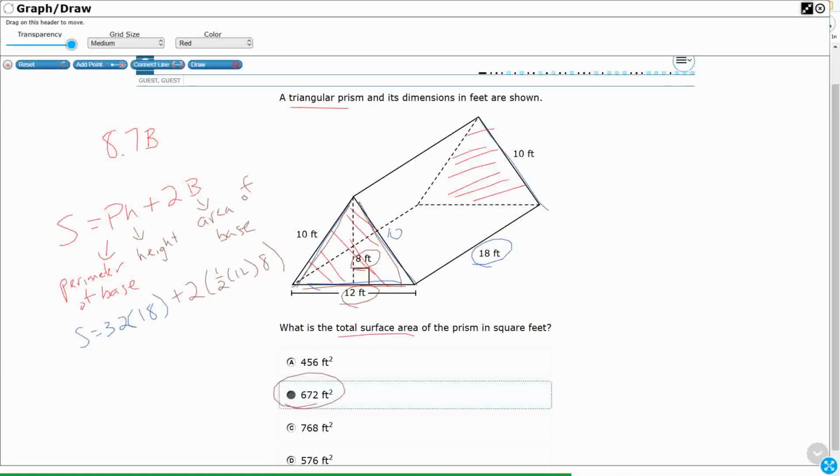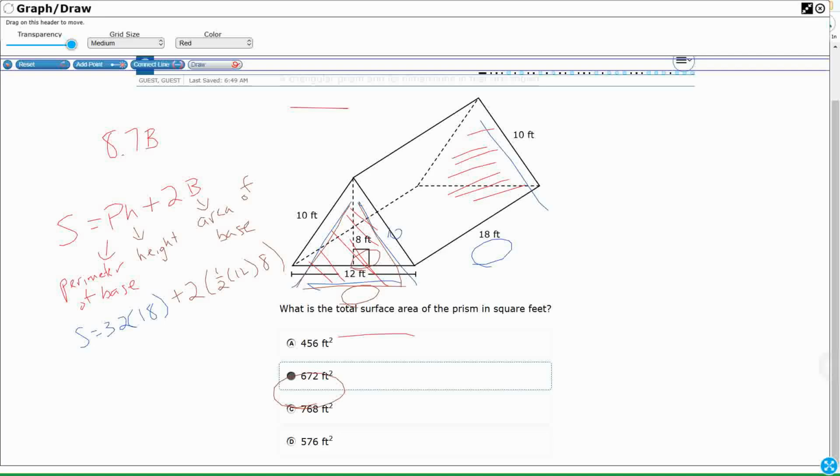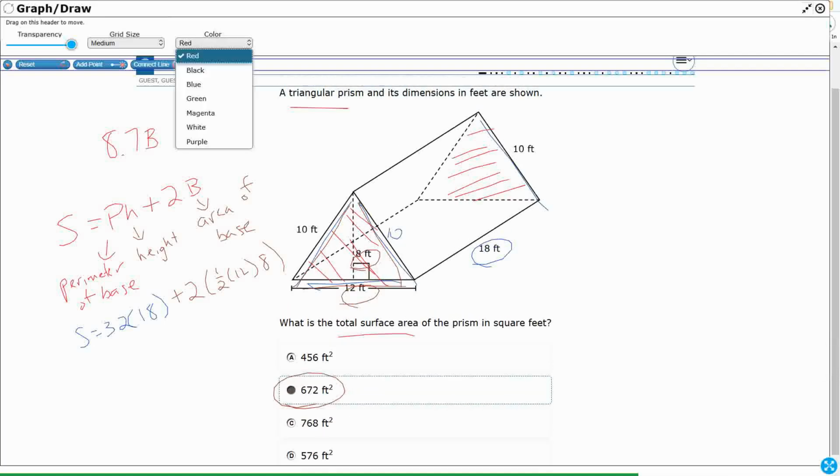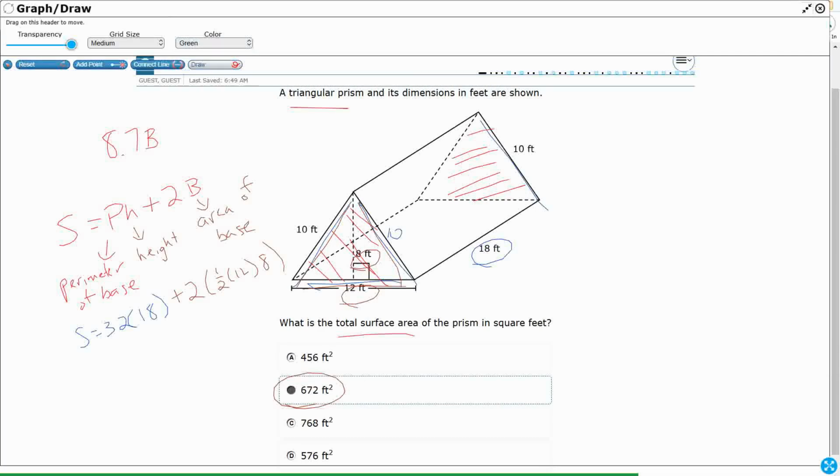A lot of calculation there, but if we can set up the equation, we can let the calculator do the work for us. So let's see how we did. Across the state of Texas, we had 40% of our students get this correct. So that was tricky. We had 22% choose A. Now, what happens with A, that means we're leaving off the rectangular faces and we're just calculating the area of these two triangles. Now, C is 21%. So C gets really close.